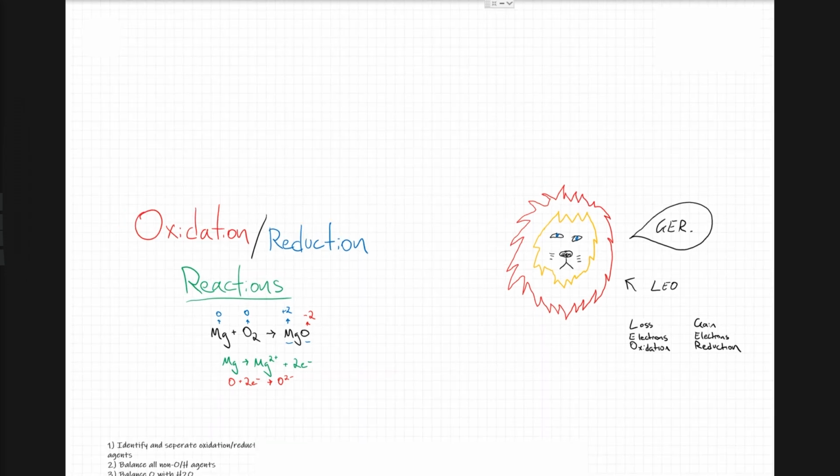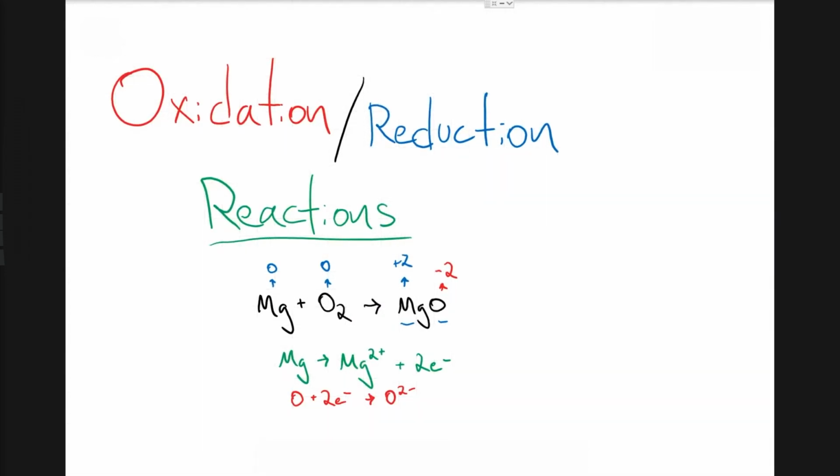So if we come back here to our chemical reaction that we're looking at, what gained electrons? Oxygen gained electrons. And what's gain? Gain is reduction. So oxygen was reduced, which means that magnesium was oxidized. And why was it oxidized? Because it lost electrons.